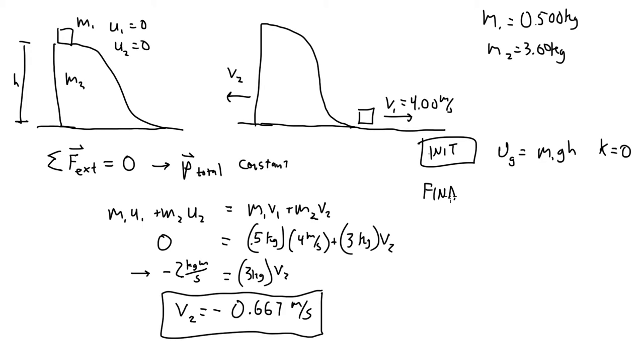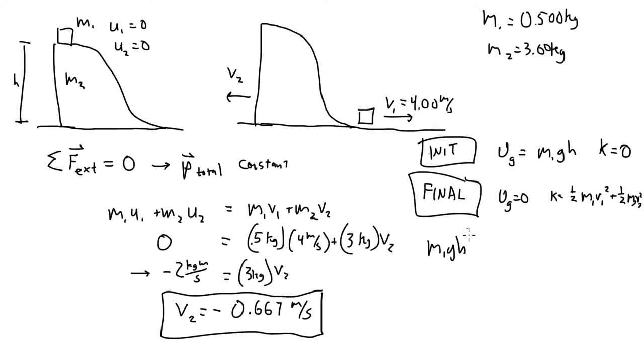And then finally, at the end, Ug equals 0. Kinetic energy is 1/2 m1v1 squared plus 1/2 m2v2 squared. So I know this is all crammed in. Conservation of mechanical energy means that m1gh equals 1/2 m1v1 squared plus 1/2 m2v2 squared.